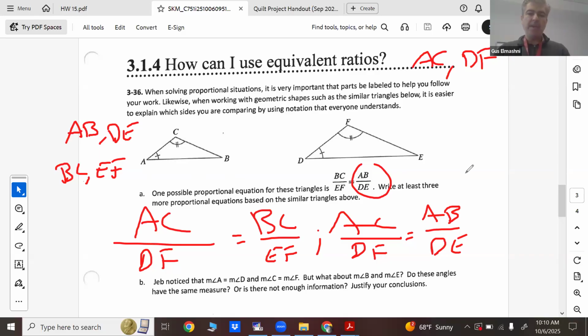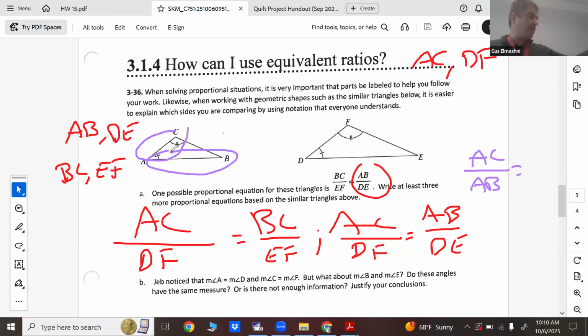If you wanted to, I'll switch colors, you could compare 2 sides in the same triangle. Like what if I compare AC to AB? Now here I'm comparing AC to AB. Those are not corresponding sides. So that's a clear question, Faith, to clear that confusion. Those are not corresponding sides, but those are 2 sides of the same triangle. Where else would I see that ratio be true in the other triangle?